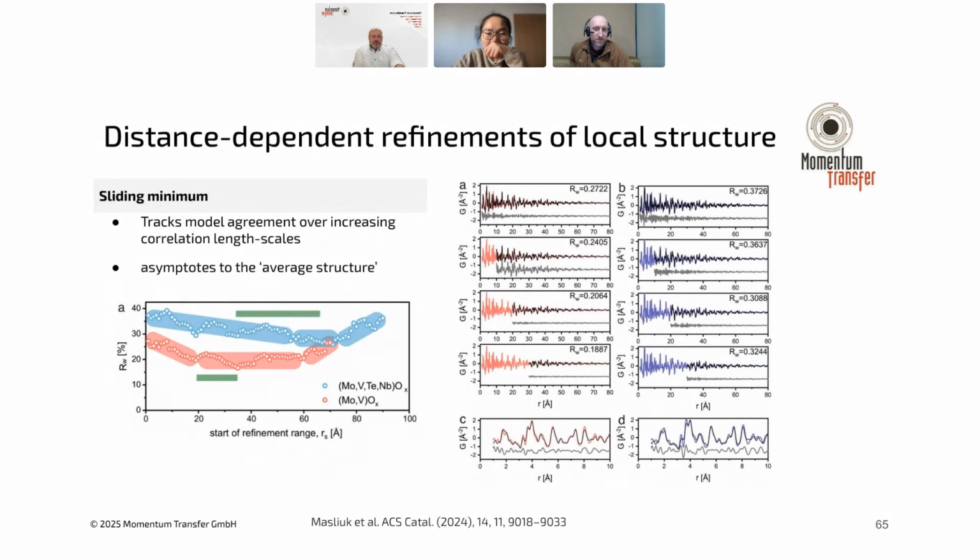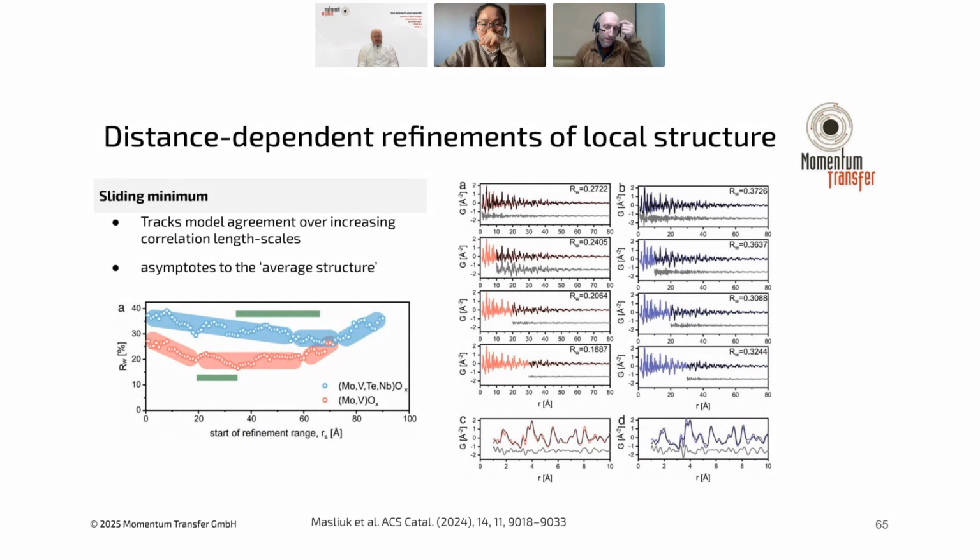With PDF, we can now determine a starting model from powder diffraction. And what we want to do is see how well that average structure model agrees with the local structure over different correlation length scales. So we do this kind of sliding minimum, or sometimes what's called boxcar fitting. We're basically fitting that model over different length scales to see how well it matches the structuring on those length scales.